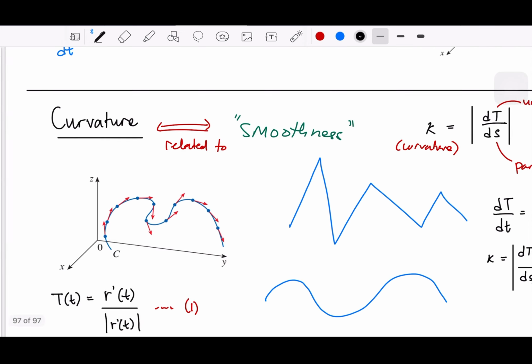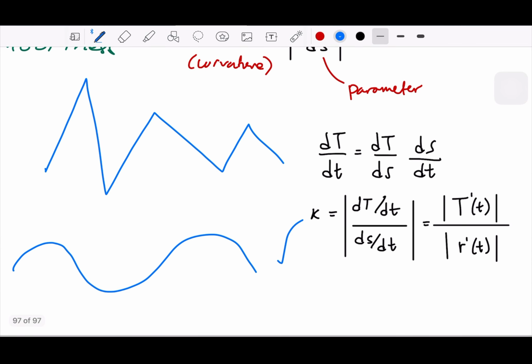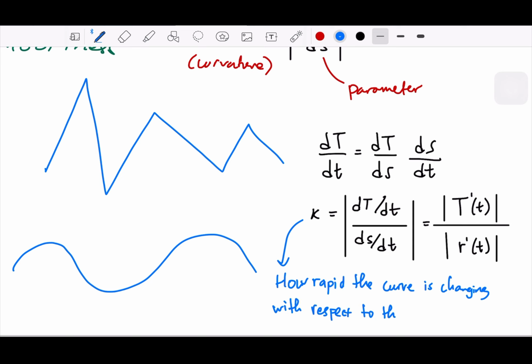Maybe I can add some notes for the curvature. The curvature is how rapid the curve is changing with respect to the length.